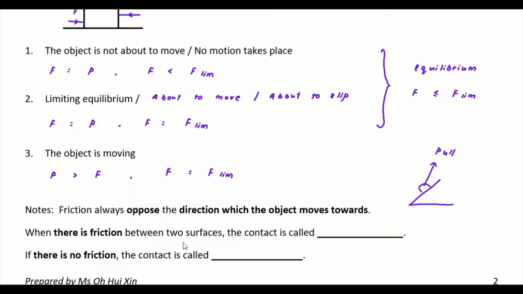Okay, so the thing that we mentioned just now is that when there's friction between two surfaces, this contact is called rough. When there's no friction, we call the contact smooth. The majority of today's examples will be on rough surfaces, because smooth means you don't have any friction, so you don't need to consider limiting friction as well.